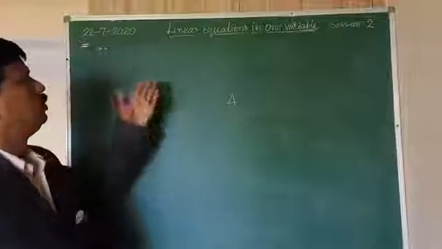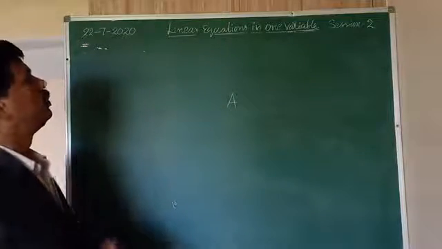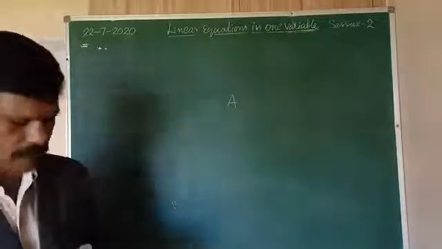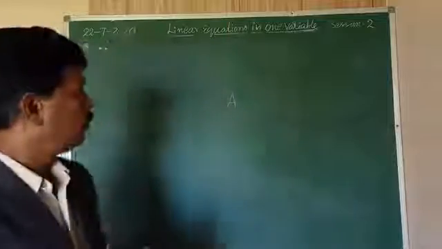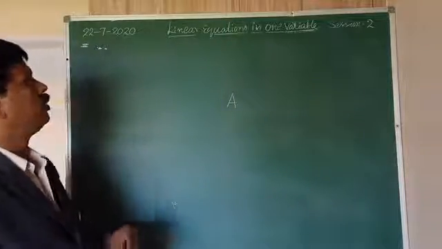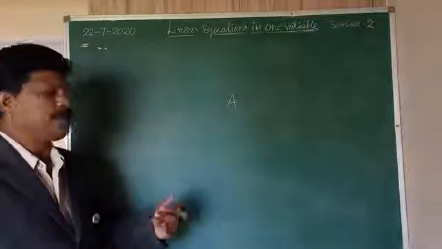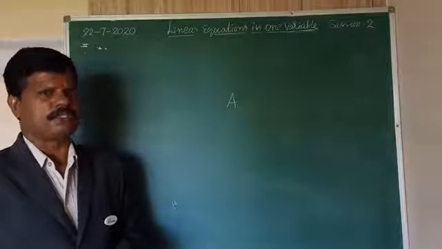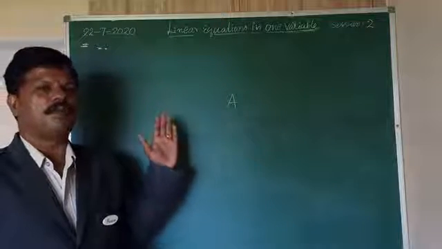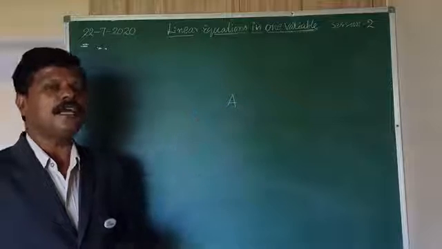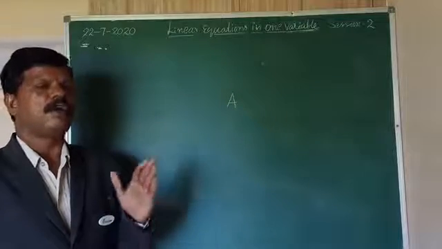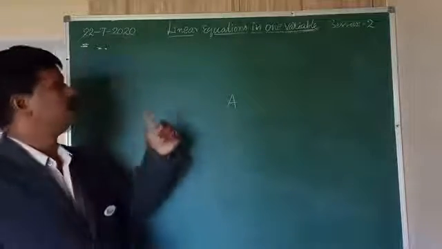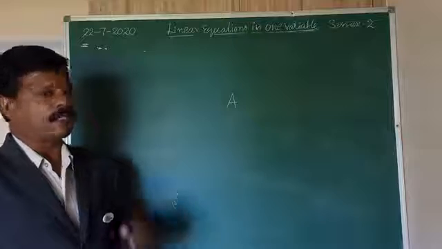Welcome to math class. Today, I'm continuing the linear equations in one variable, session 2. In this session, I'm explaining once again how to find the solutions for linear equations in which the variables are on one side and the numbers on the other side. So, variables are only on one side. Now, just recall what we learned in the previous class.